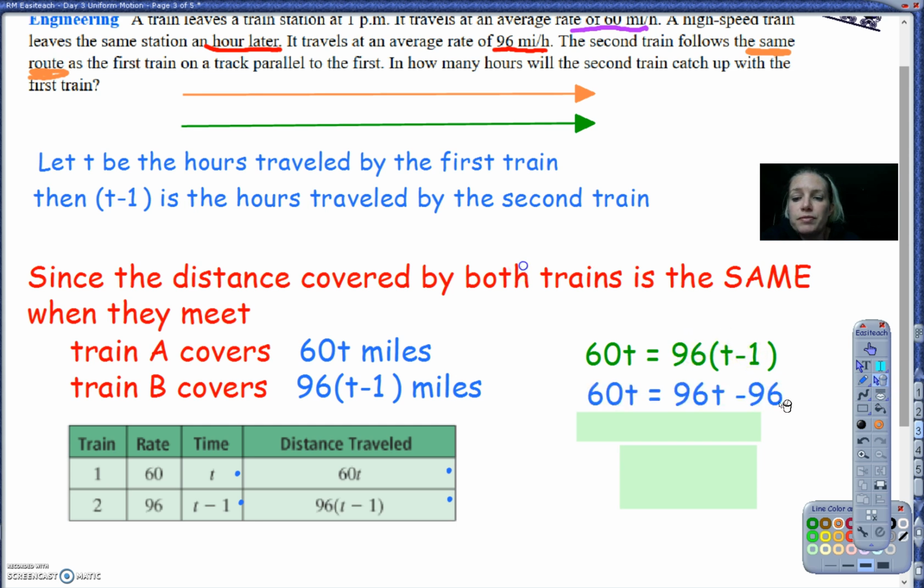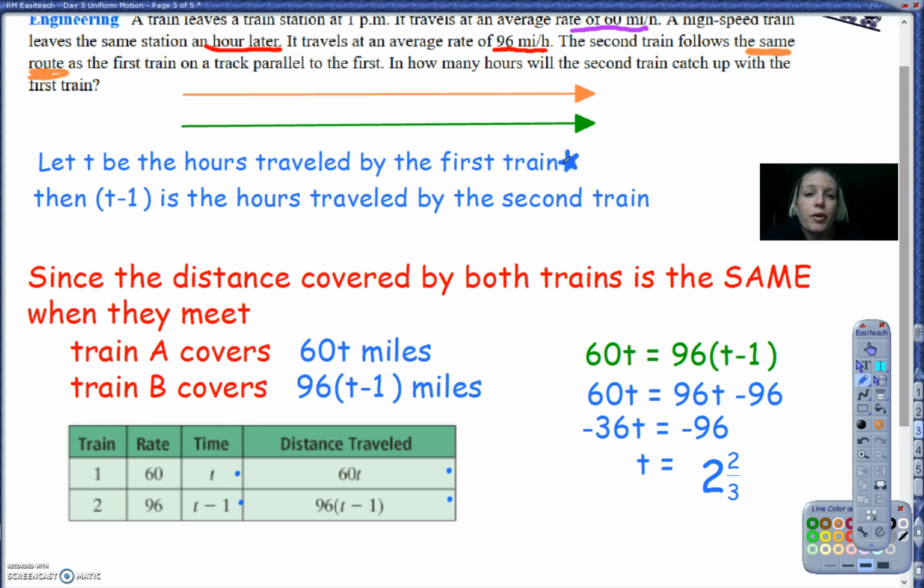You distribute, and we get that. We combine like terms. We bring the 96t over to the left. You get negative 36t there. Divide both sides by negative 36. Okay, so our time is 2 2/3 hours. Now that t, remember, that's the time traveled by the first train. We wrote that right here.